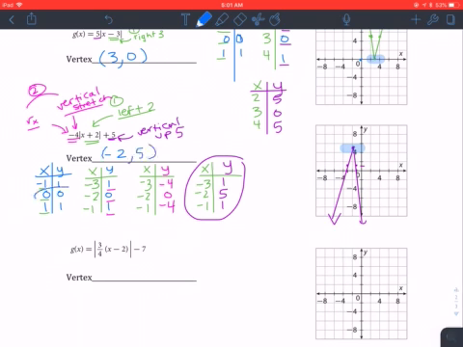Notice the vertex started at 0, 0 from the parent function, and it's now -2, 5. And we also notice there's a 2 and a 5 here. That's actually going to give us our vertex.